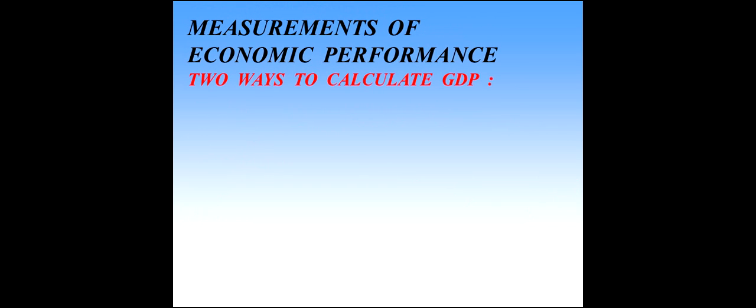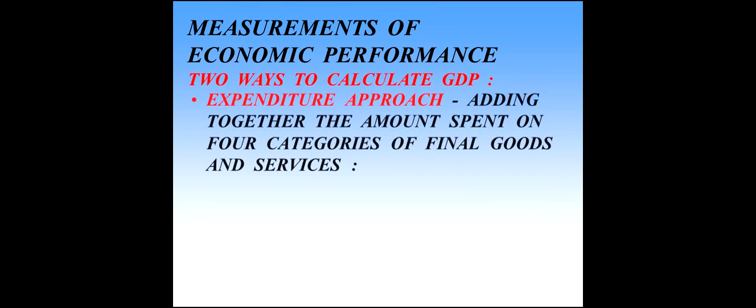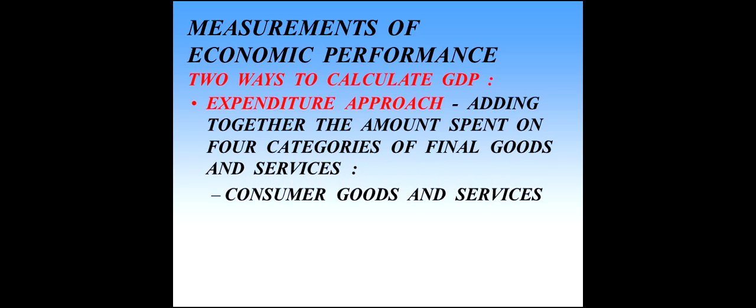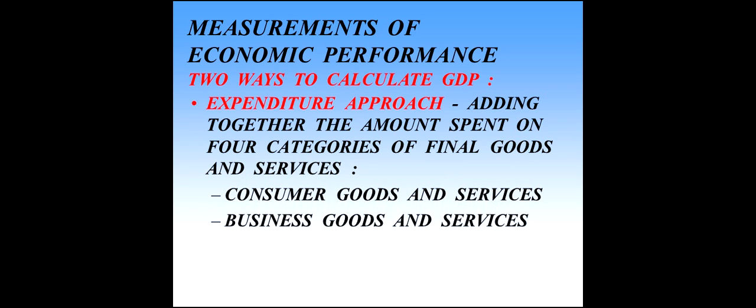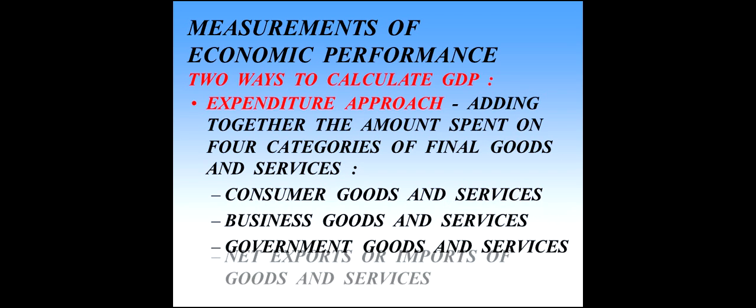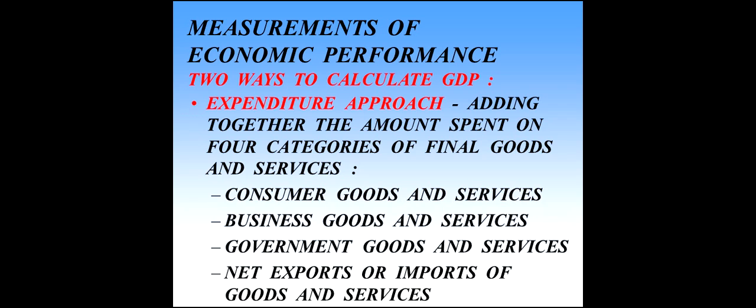There are two ways to calculate the GDP dollar value. Here's the first. It's called the expenditure approach. This is calculating, or adding together, the amount spent on four categories of final goods and services. The four categories are consumer goods and services, business goods and services, government goods and services, and net exports, or imports, of goods and services.